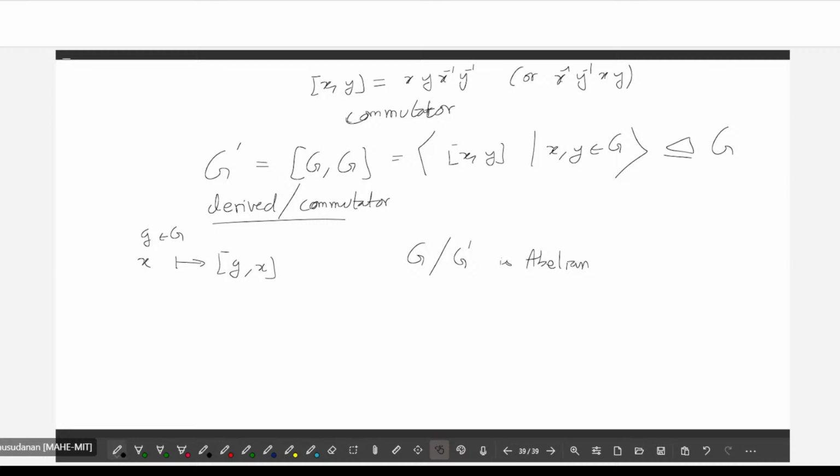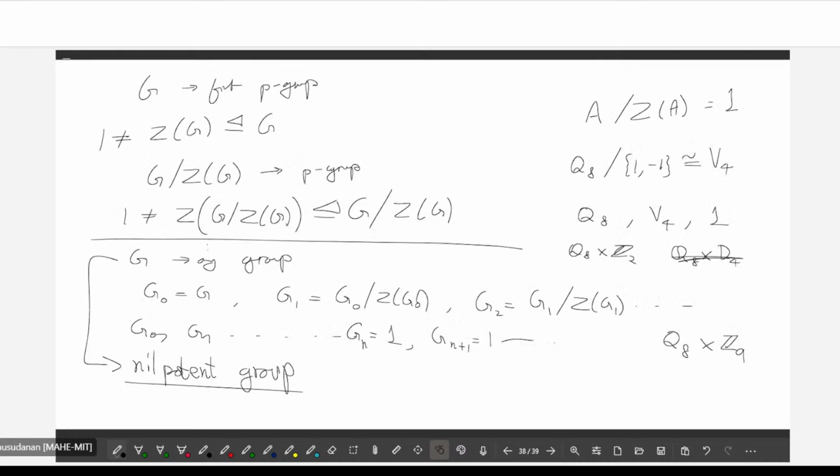But the point is, when you divide by Z of G, if that is abelian, then G is nilpotent. In fact, that's the particular case, nilpotent of class 2. Class you can define based on how many steps you need to get to 1. If it is already abelian, in 1 step you get to 1. That means nilpotent group of class 1 means abelian group. Nilpotent group of class 2 is like this: it is not abelian, but its quotient is abelian, non-trivial abelian.